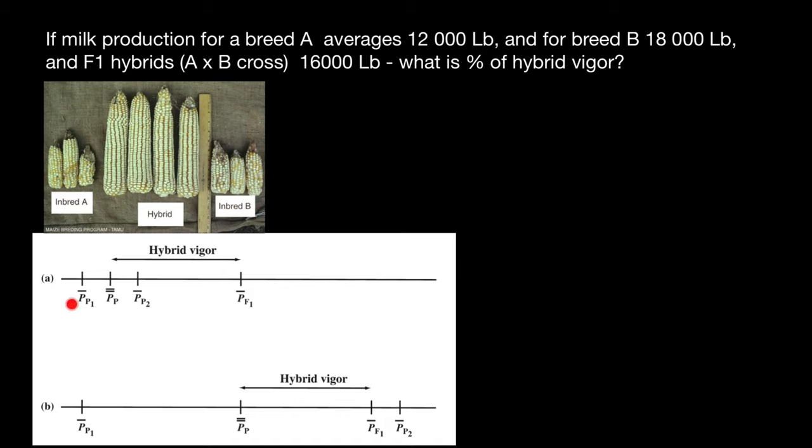Here P stands for the phenotype, or in our case, performance. Here is the performance of parent 1, and here is the performance of parent 2. P double bar stands for the mean performance of the parents, and P bar F1 stands for the average performance of the F1 generation. The difference between the mean performance of the parental generation, P double bar, and the mean of the F1 generation we call hybrid vigor.